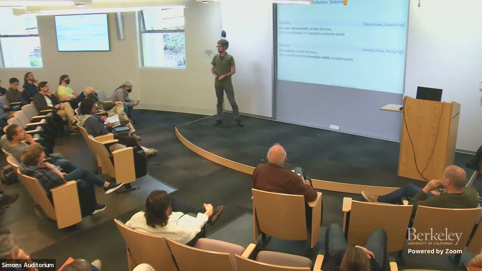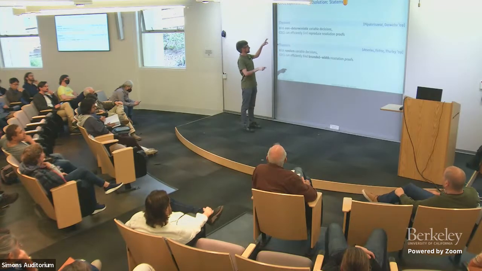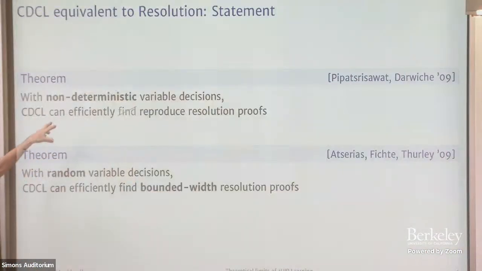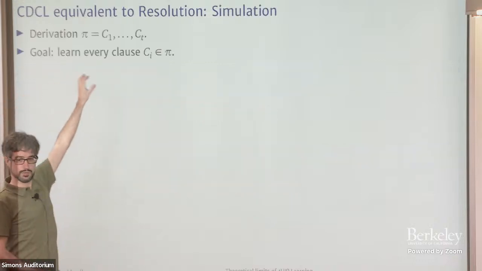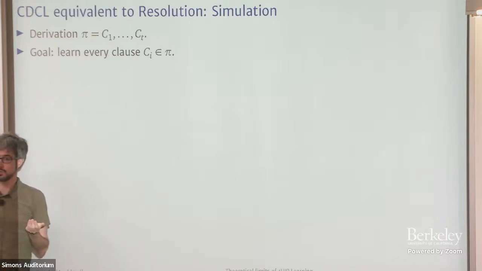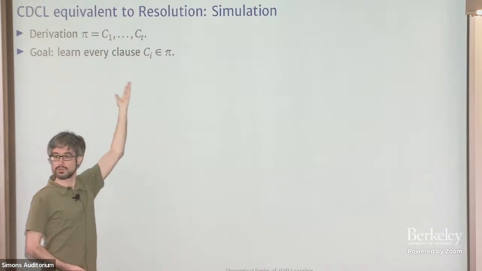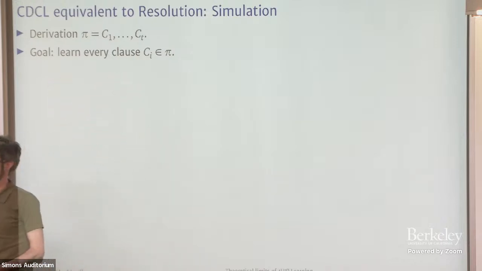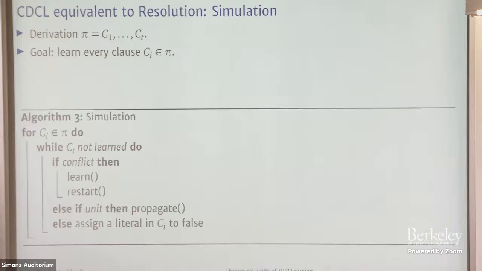Good. So let's see quickly how we do this. The idea is that we have a resolution proof, and we would like to simulate that with CDCL. The most natural thing you would do is try to learn every clause in the proof. That makes a lot of sense. So how would you do this with the CDCL algorithm? You would try to falsify the clause that you want to learn. Hopefully you'll get a conflict and learn that clause. If that happens, great.